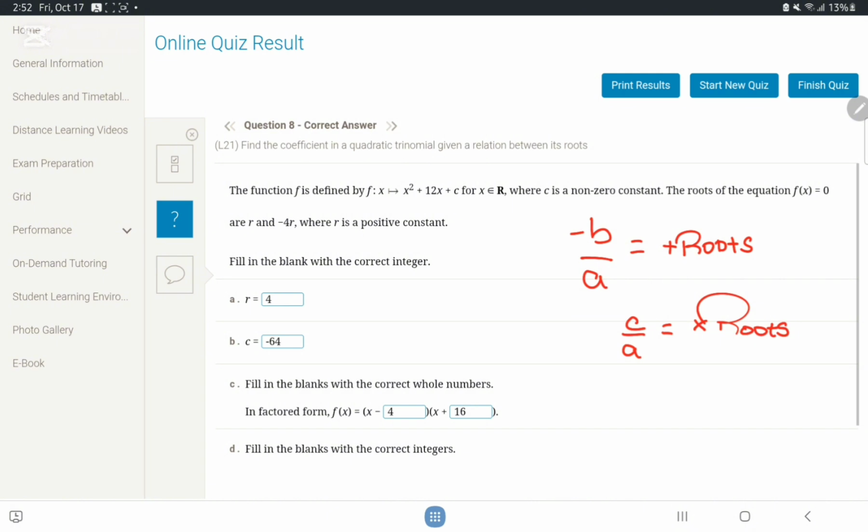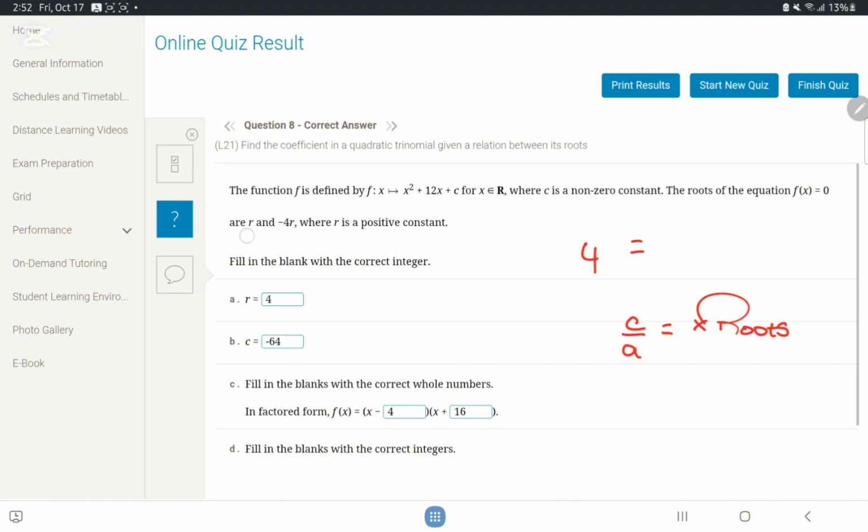Okay, so let's fill in the blanks. Negative, so what's b? 12. What's a? 1. So like negative 12 is equal to the sum of the roots. The sum of the roots will be r plus negative 4r, or r minus 4r, which is negative 3r. Divide by negative 3 on both sides, you get 4 is equal to r. So r is equal to 4 right here.